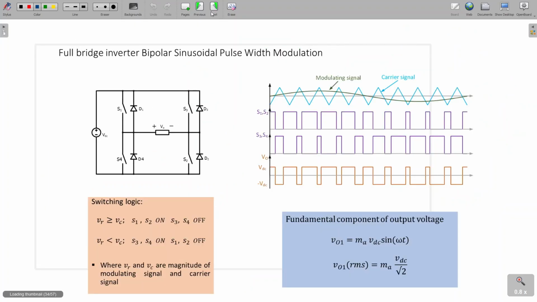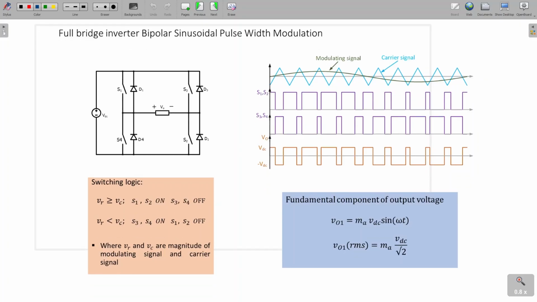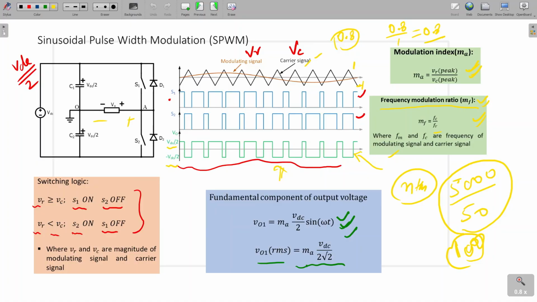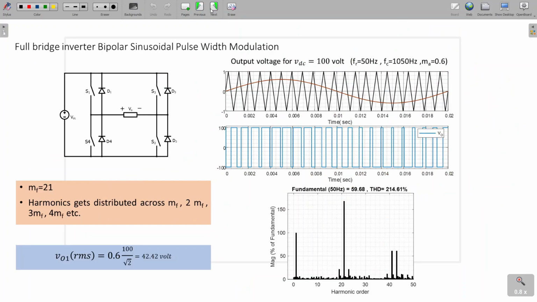So moving to the next part. This is the same thing for the full bridge. For the full bridge, what will be the logic? This is the sine wave. If VR is greater than the carrier, then S1, S2 will be on and S3, S4 will be off. And if it is less than the carrier, then S3, S4 will be on and S1, S2 will be off. Where VR and VC are the magnitudes of the modulating and carrier signals. Already the same thing, but here we are getting VDC and minus VDC. So the formula: previously we saw M into VDC by 2. But here, since the voltage is VDC and minus VDC, this is VDC by 2 minus VDC by 2. So the formula will be the same here.